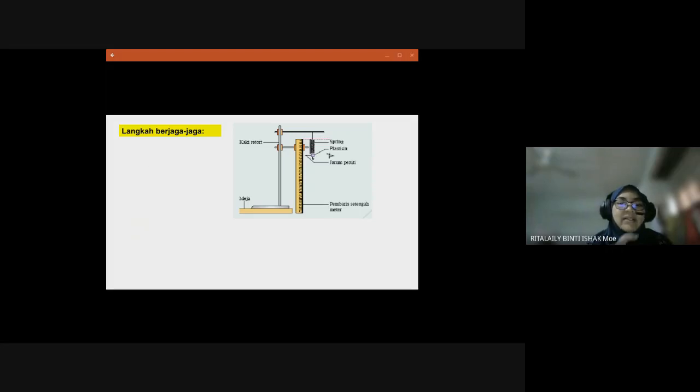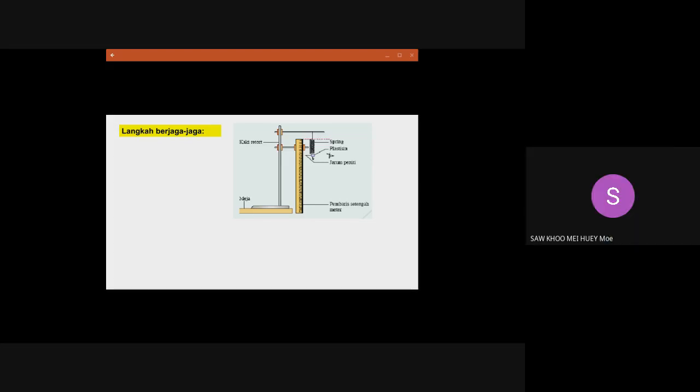Jessamine Kaur. Precaution step. Yes, Jessamine? What is the precaution step that we need to take when we do the experiment to have an accurate reading? The way we read the reading. Sorry?